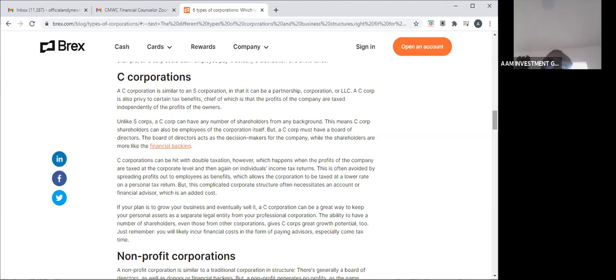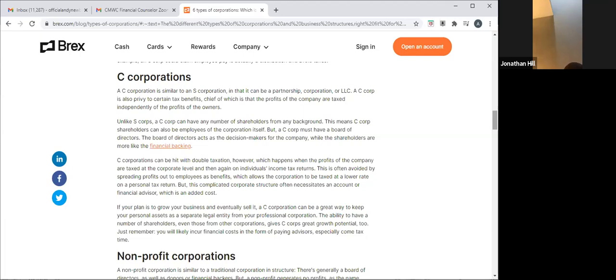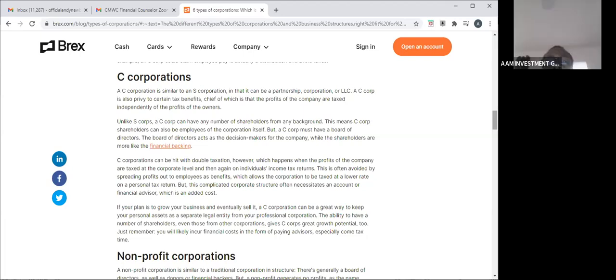This means C-Corp shareholders can also be employees of the corporation itself. Wow, run that last part back. I'm sorry. Okay. This means that C-Corp shareholders can also be employees of the corporation itself.